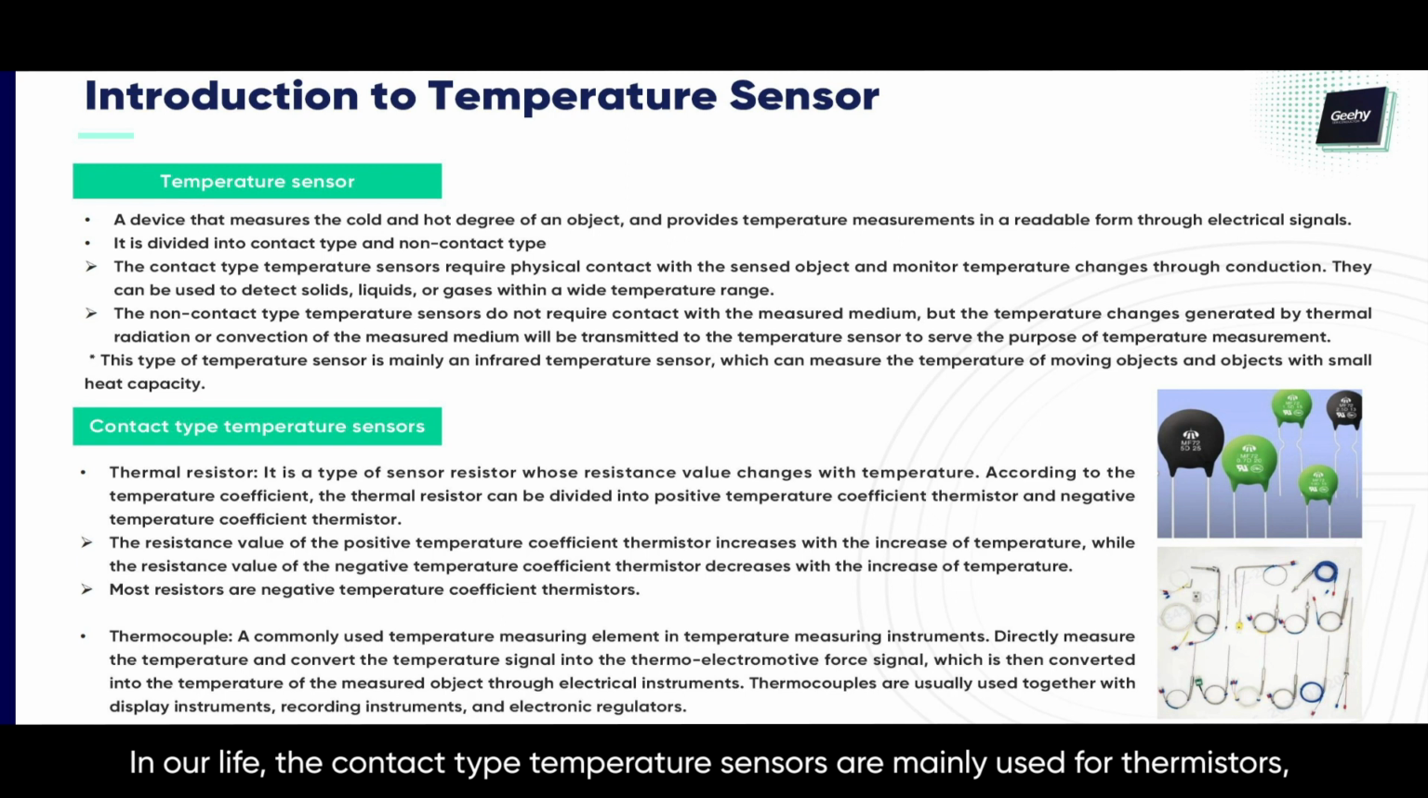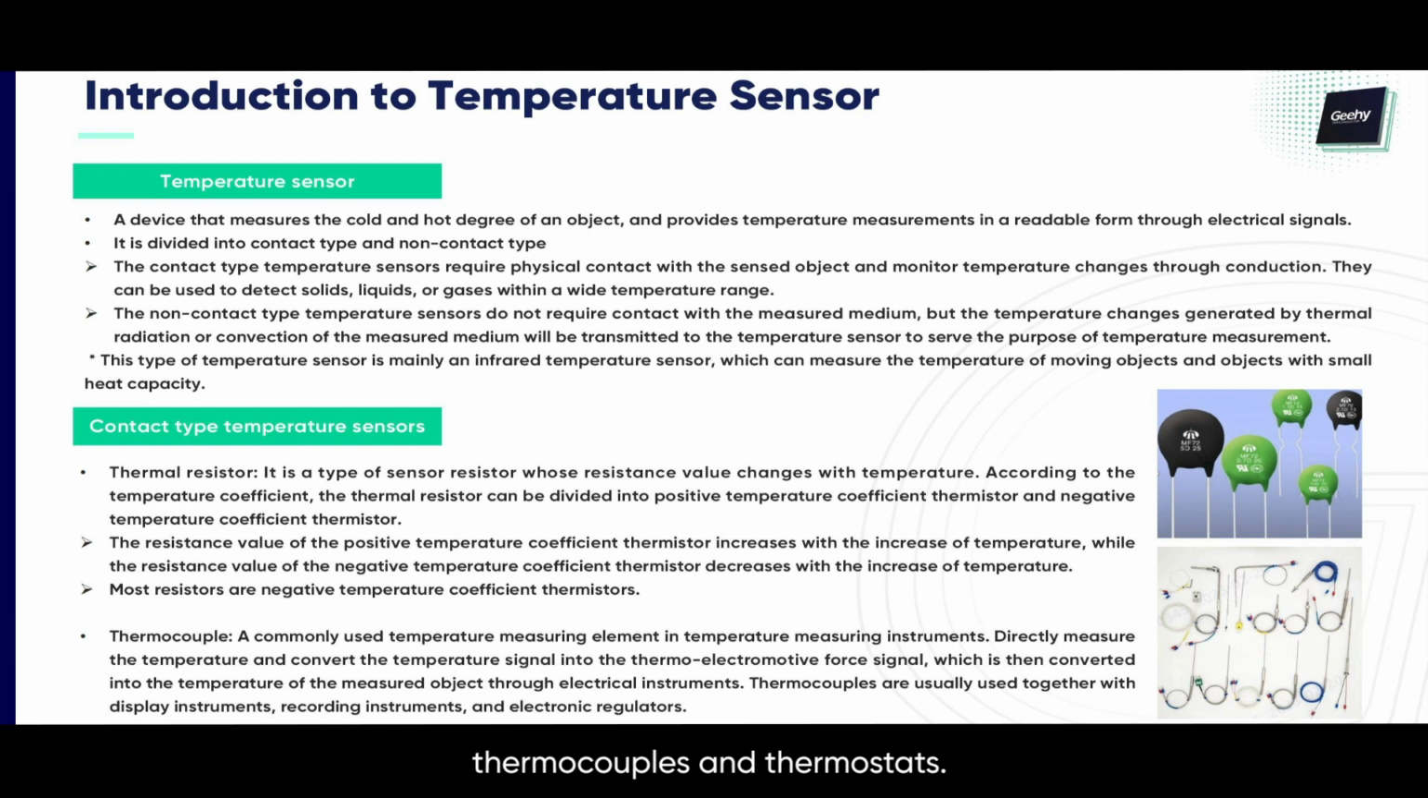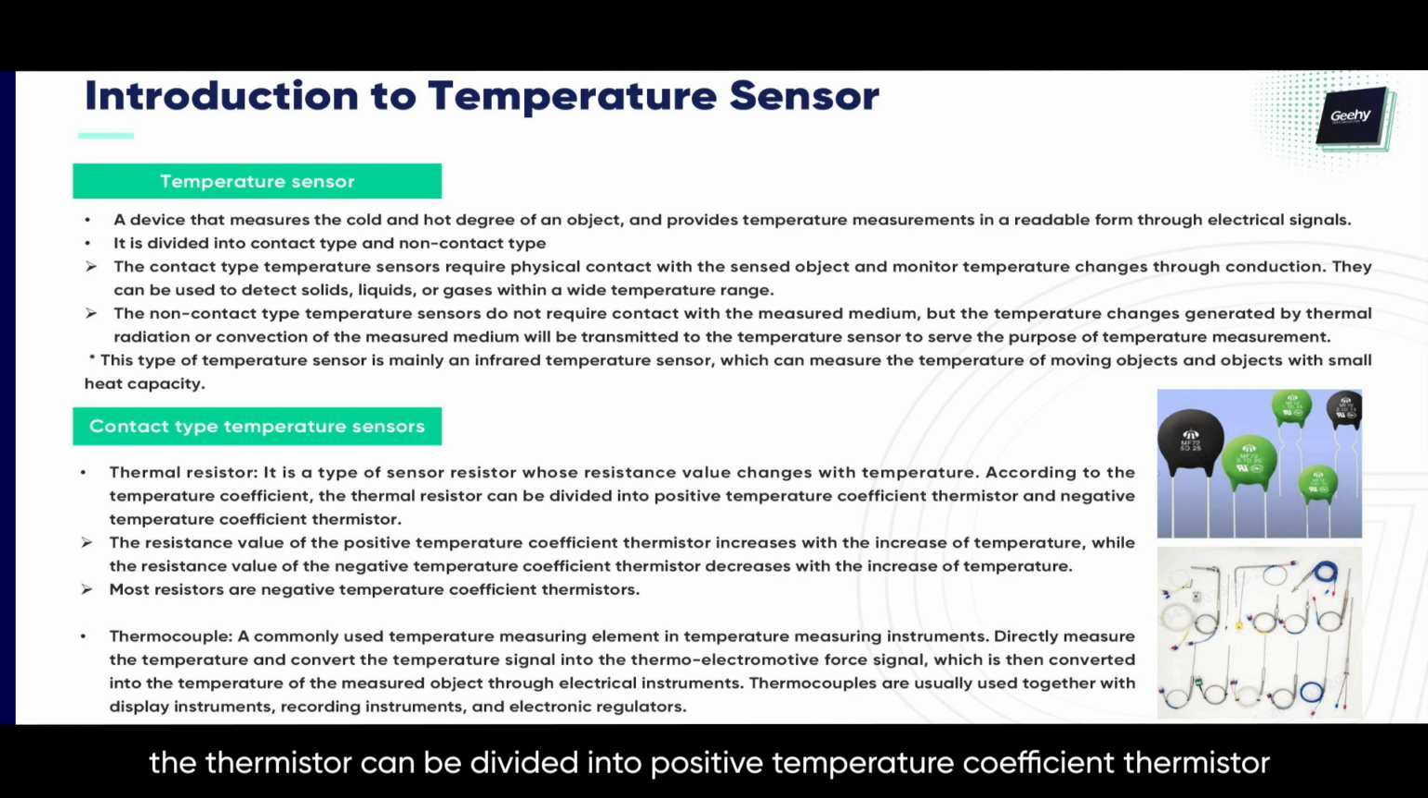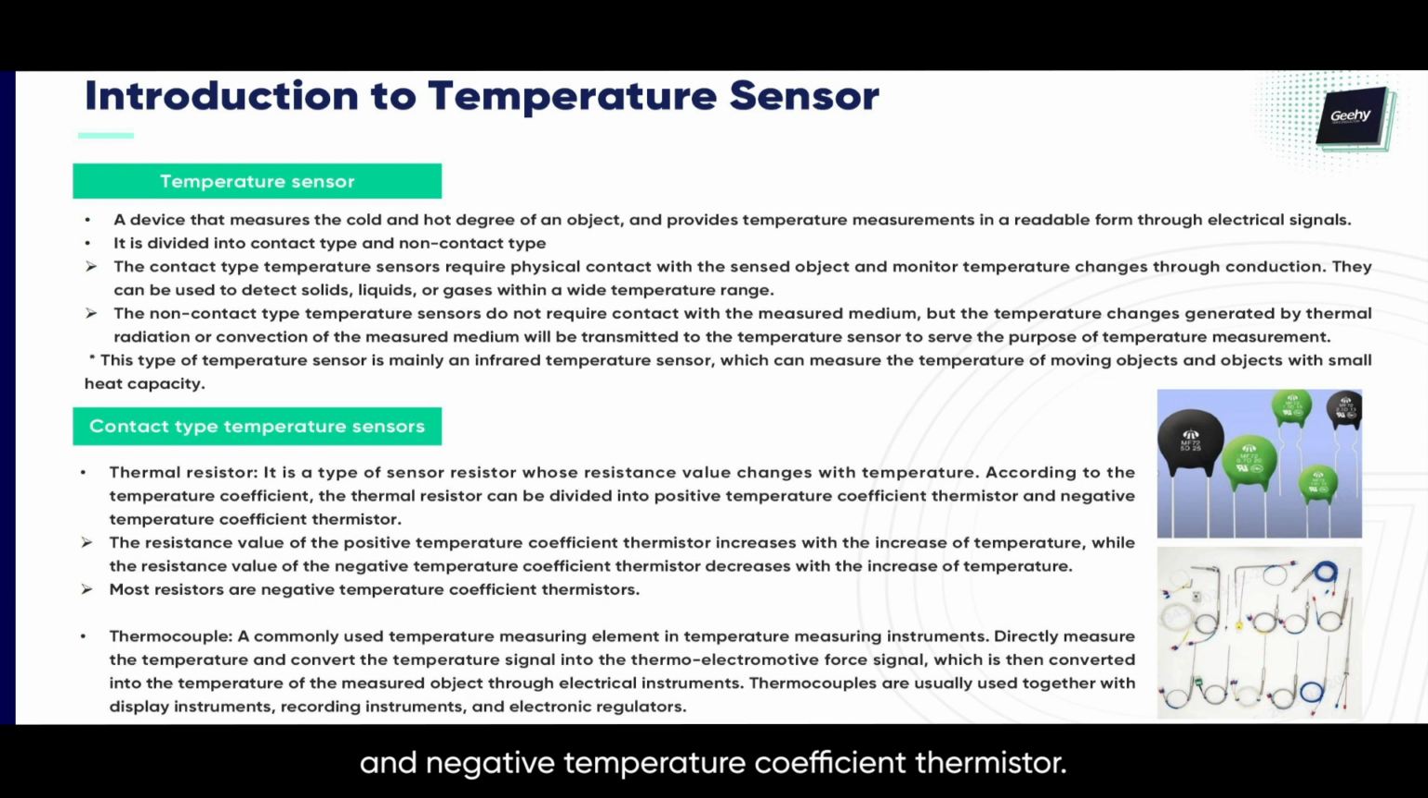In our life, the contact-type temperature sensors are mainly used for thermistors, thermocouples and thermostats. The thermistor is a kind of sensor, and its resistance value changes with temperature. According to the temperature coefficient, the thermistor can be divided into positive temperature coefficient thermistor and negative temperature coefficient thermistor.